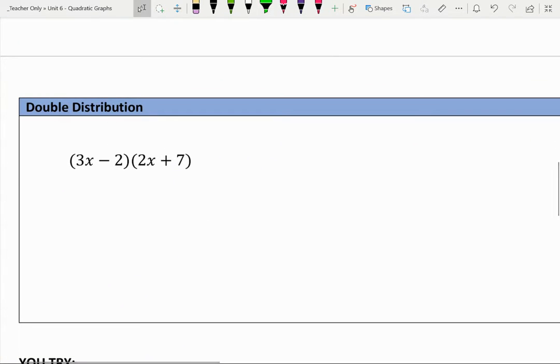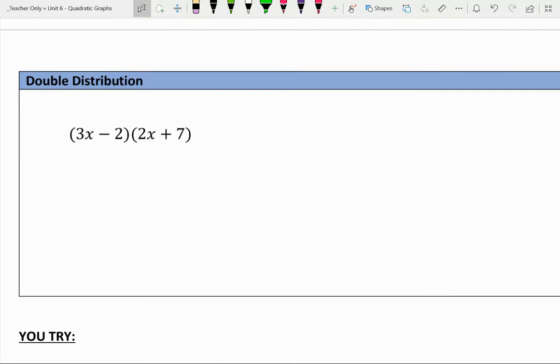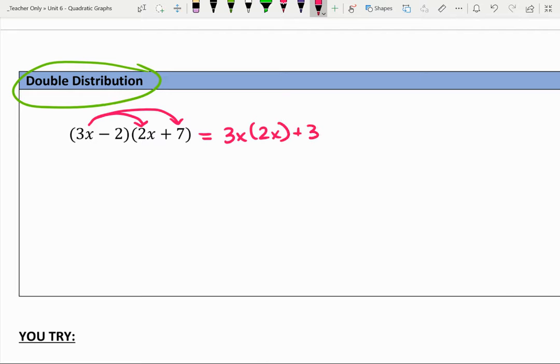However, you may have noticed yesterday in your work that there was a way to do this without an area model. That was one of the last questions, to challenge yourself to do this without an area model. And for that, we have double distribution. So if we think of this next binomial, this is 3x minus 2 times 2x plus 7. And we can think about distributing twice. So first I'm going to distribute 3x to 2x and to 7. So this will look like 3x times 2x and 3x times 7. So I distributed the 3x.